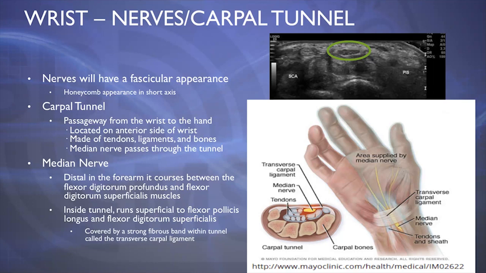The median nerve, in a little more detail, is distal in the forearm. It courses between the flexor digitorum profundus and flexor digitorum superficialis muscles. And then inside the tunnel, it runs superficial to the flexor pollicis longus and the flexor digitorum superficialis tendons. And it's covered by a strong fibrous band. And that fibrous band, as we said before, is that transverse carpal ligament, also known as the flexor retinaculum. So you can see this is that median nerve right here, located within the carpal tunnel.